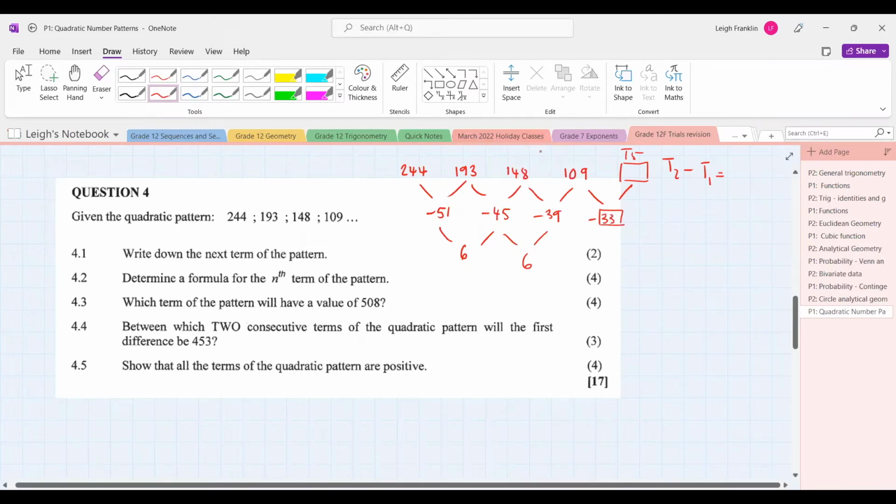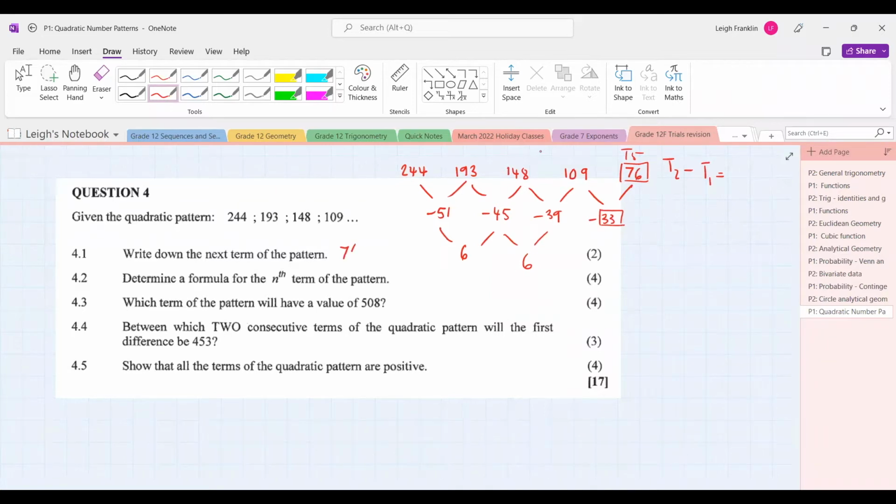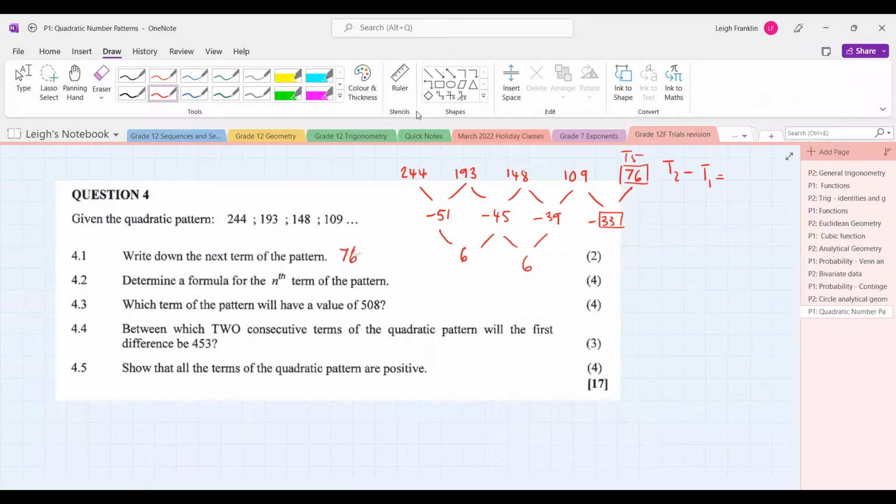All right, so then we've got to take our 109 and take away 33, and that would leave us with 76. Okay, so the next term of the pattern, whoopsie daisy, is going to be 76. Okay, cool. Yeah, that's it. Well done. All right, perfect.